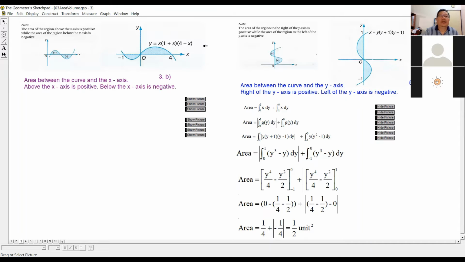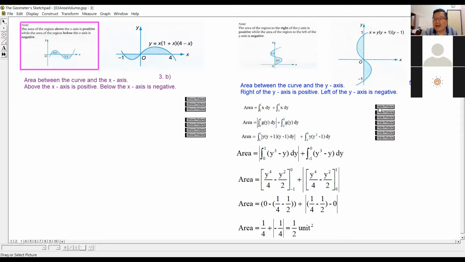Now, of course, we don't know the difference, right? I tell you that the area above the x-axis will give you a positive value. The area below the x-axis will give you a negative value. Any question?